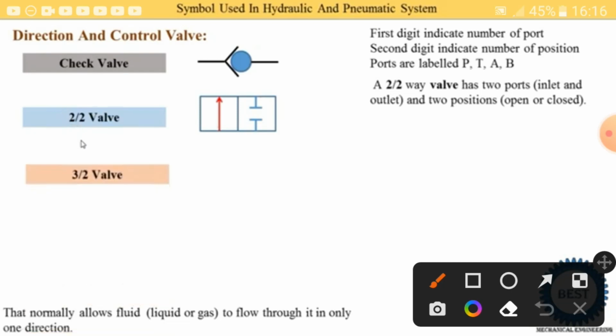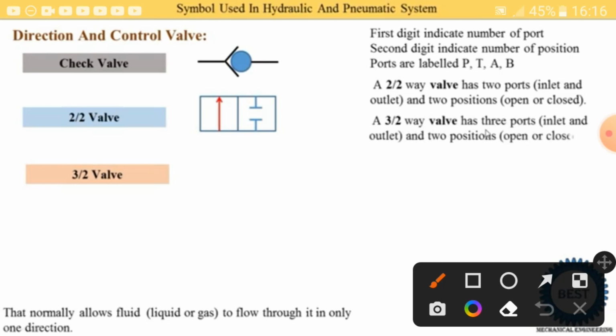Now the next one is the 3x2 valve. Later on I will explain how this symbol works in hydraulic systems, so continue watching the video. The 3x2 valve has 3 ports: one is the inlet, another is the outlet, and one more port. The second digit is 2, which indicates 2 positions. One is used to open the system, and the second position is used to close the system.